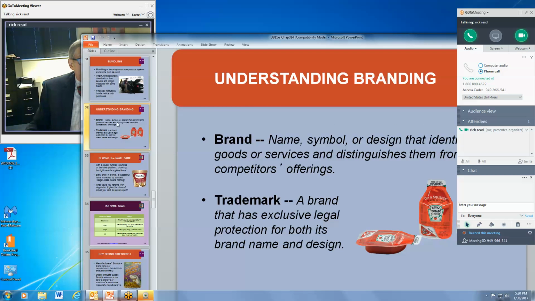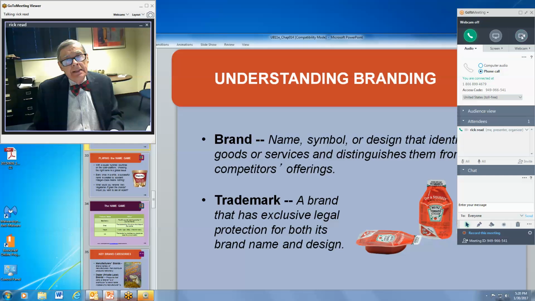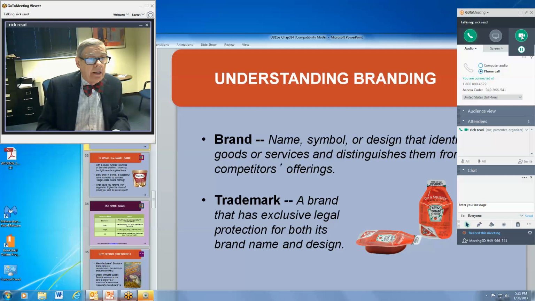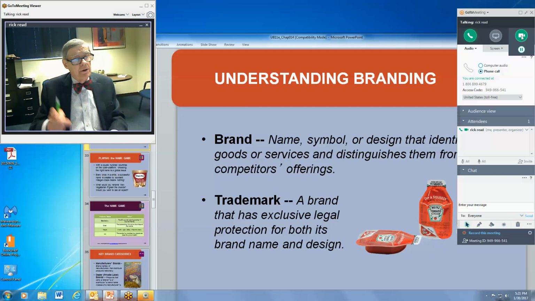Now, the next we come to is branding. And this is much different than bundling, as I mentioned before. By the way, you have a good section on branding here in the text, pages 398 and 399. Notice a brand is a name, symbol, or design that identifies goods and products or services, and in some cases distinguishes itself from competitors. Now, why do I say in some cases?